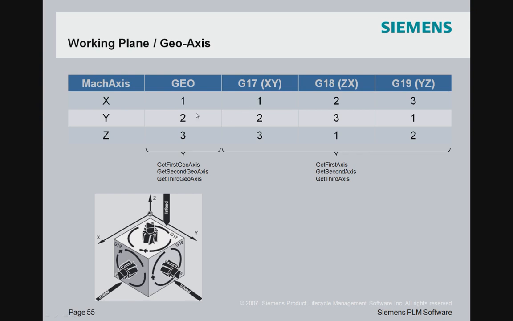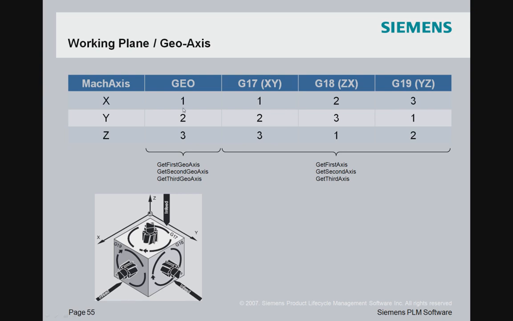So for example, if the geo-axes are X, Y, and Z, which is true in 99% of all cases, then G17 means the length will be compensated in the Z direction, and X and Y are the plane that will be used, for example, for a circle, or that determines the plane that is used for radius compensation. And for G18 and G19 this is accordingly.